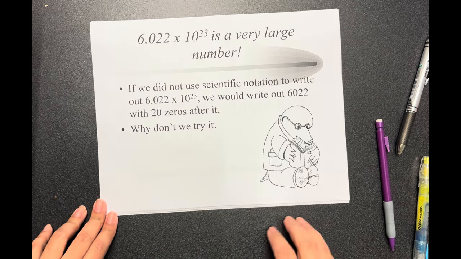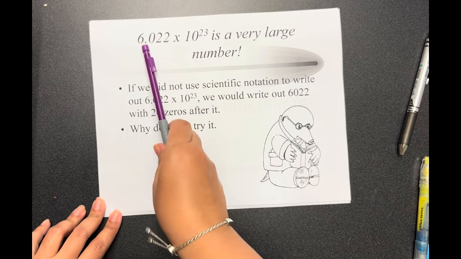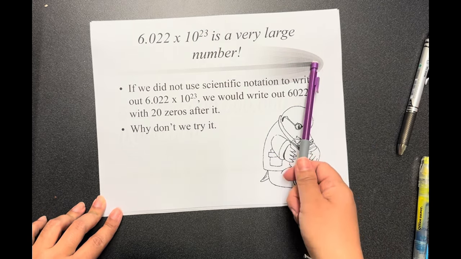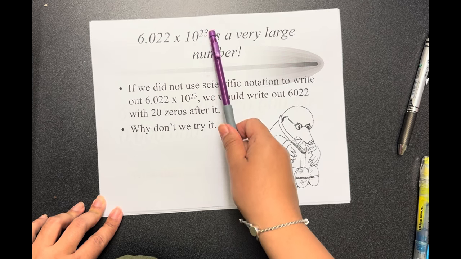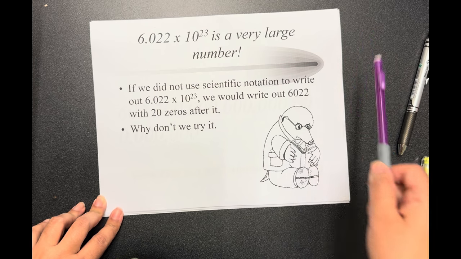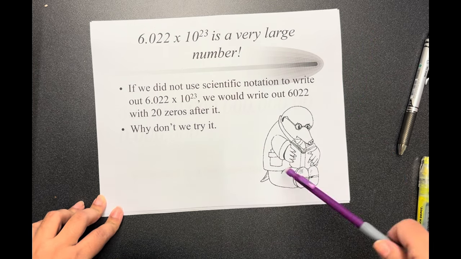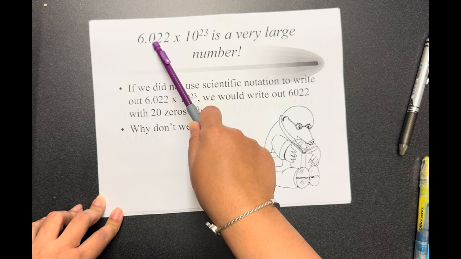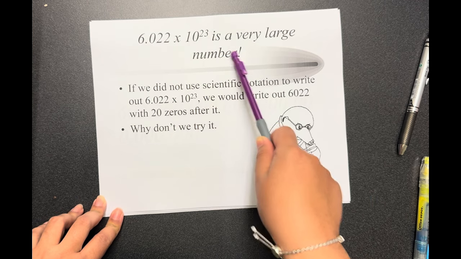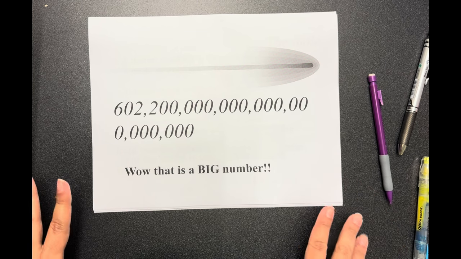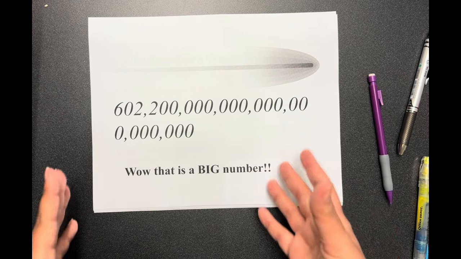As you can tell, this number, 6.022 times 10 to the 23rd, Avogadro's number, is a very large number. It's in scientific notation, with a power of positive 23. That means there are a lot of zeros behind it. We would have to move the decimal to the right 23 times. It's a very large number, and it's hard to work with.